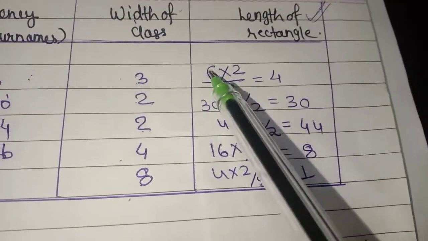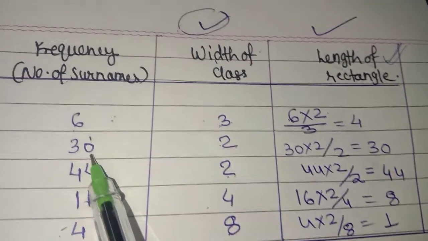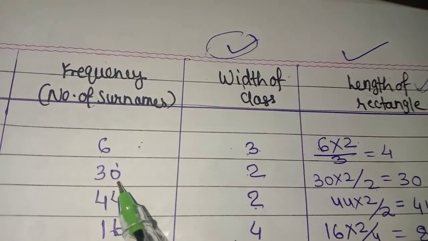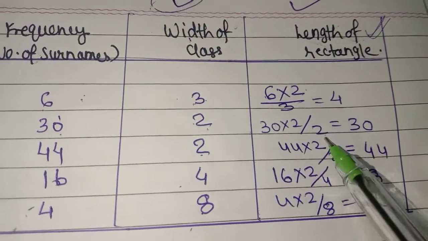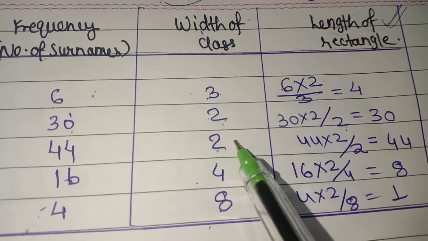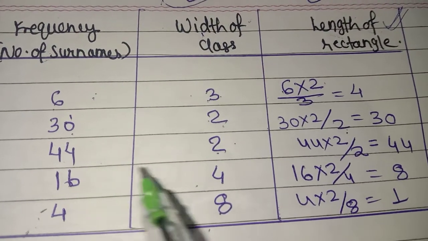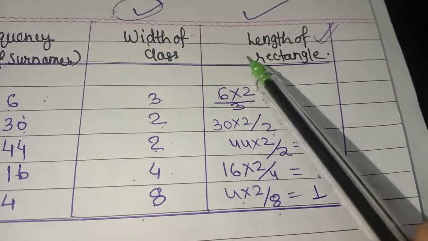Always see, in the first one, 6 into 2 divided by 3. Sorry, it is 30 into 2 divided by 2. Can you see it? 30 into 2 divided by 2. It is a formula. Okay. 44 into 2 divided by 2. 16 into 2 divided by 4. 4 into 2 divided by 8. This is the formula to find the length.